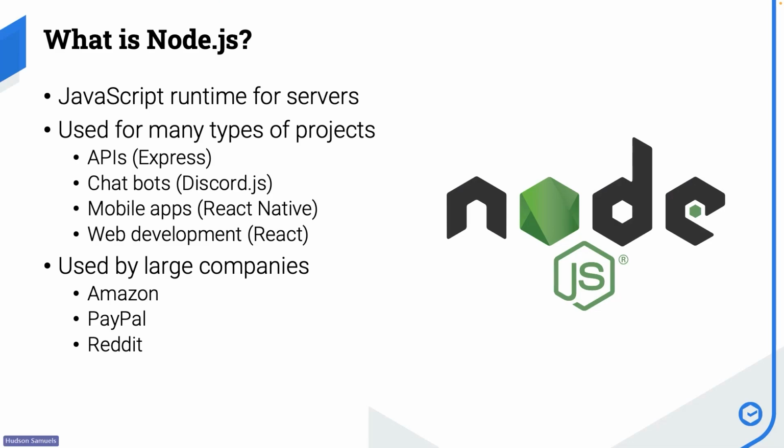So to briefly explain Node.js, it's basically a JavaScript runtime for servers. JavaScript is used in a variety of front-end, back-end applications. For example, it can run in your browser, or it can run from a server to power things like APIs or Discord chatbots, pretty much anything. It's used by many large companies such as Amazon, PayPal, Reddit, and many, many others. And it's definitely one of the most popular tools for building pretty much anything like applications, frameworks, you name it.